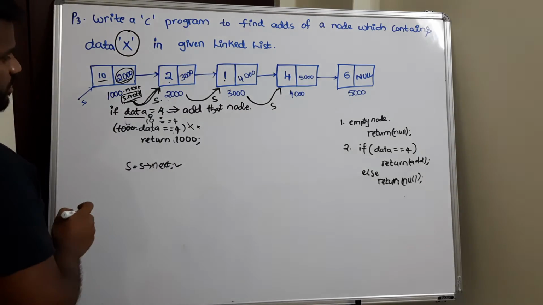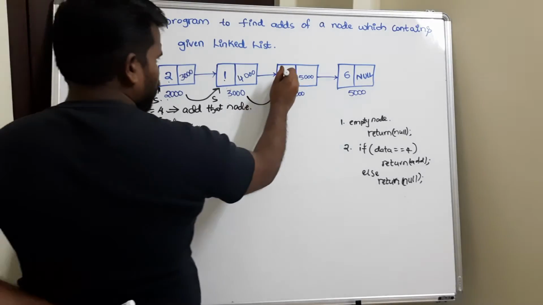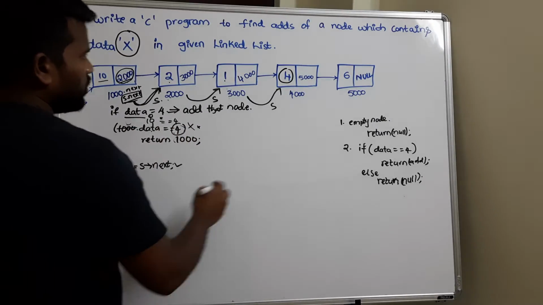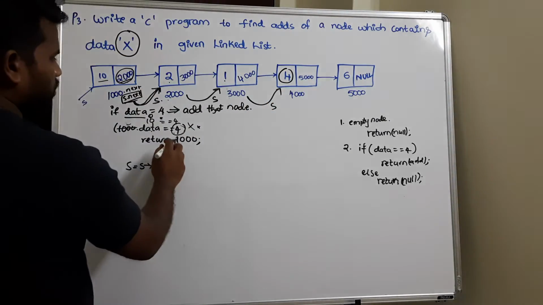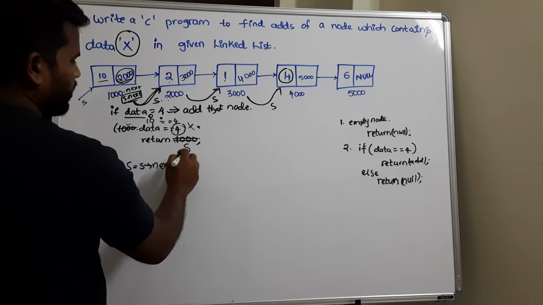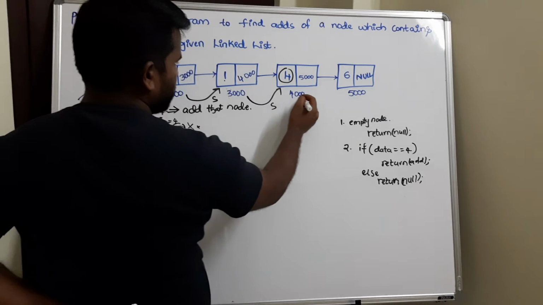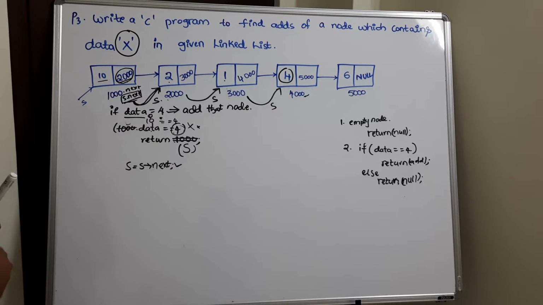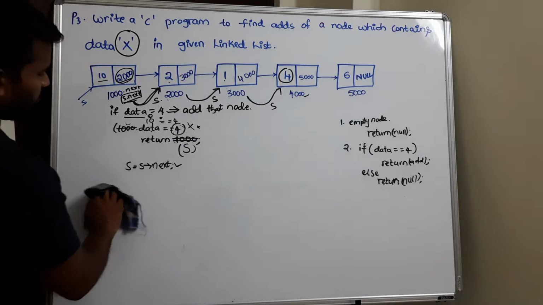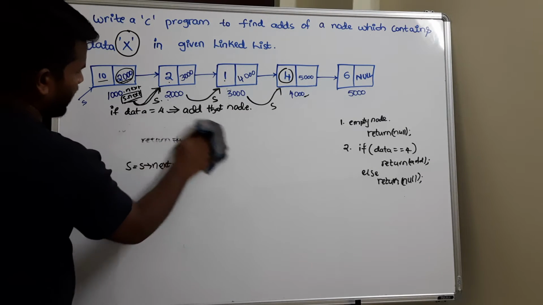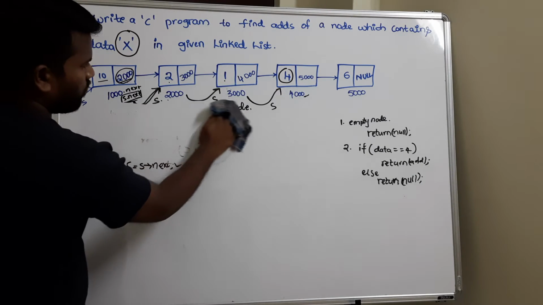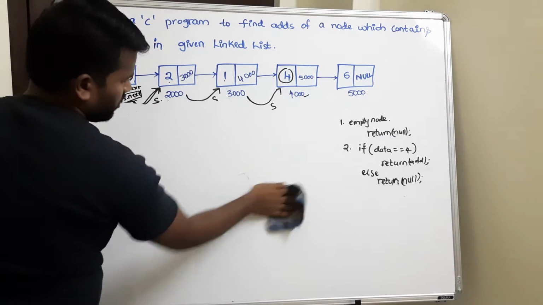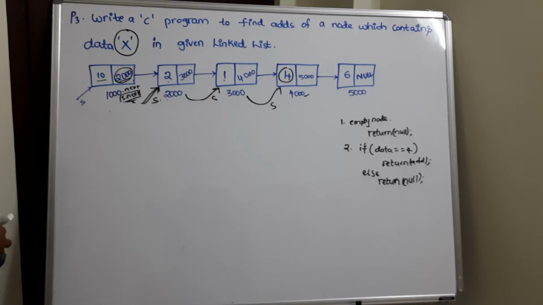So here data is 4, and I need to find out 4. So I found the 4. Then what I should return? The address of s. What is the address of s? 4000, right? So we can write a program for that. Then we'll again see what is going on in that, whether it's actually written properly or not. We'll see all the cases.